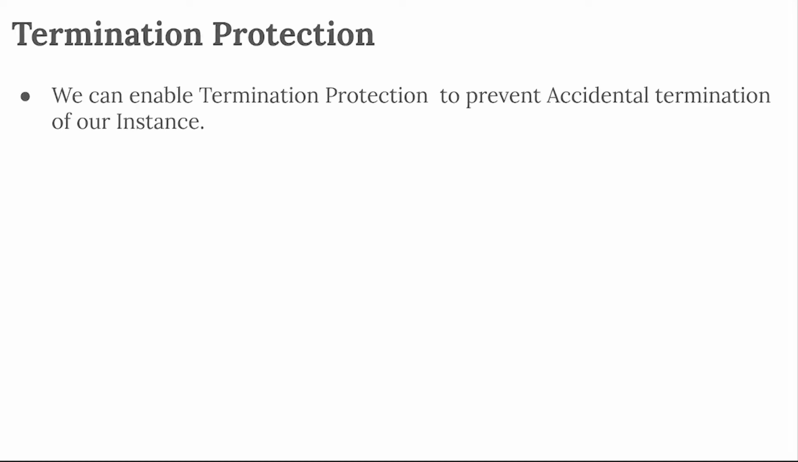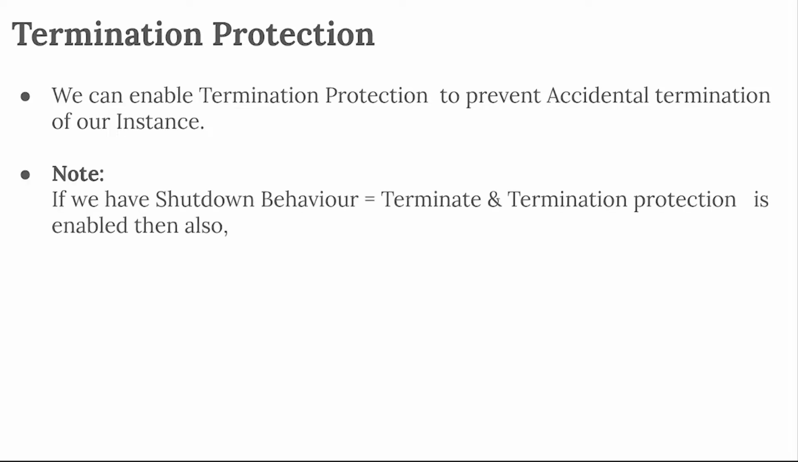Next is termination protection. We can enable termination protection to prevent accidental termination of our instance. Suppose we have 2 or 3 instances and we want to terminate one of them, and by mistake we terminate our useful instance. To prevent that, we can enable termination protection on an instance.